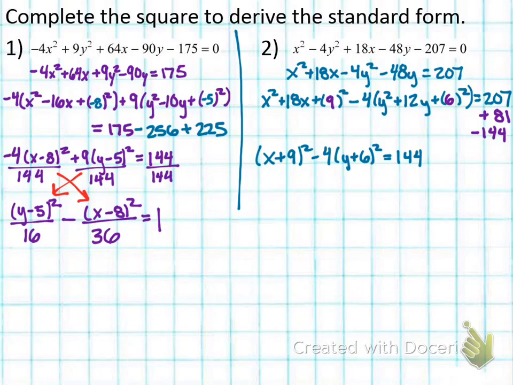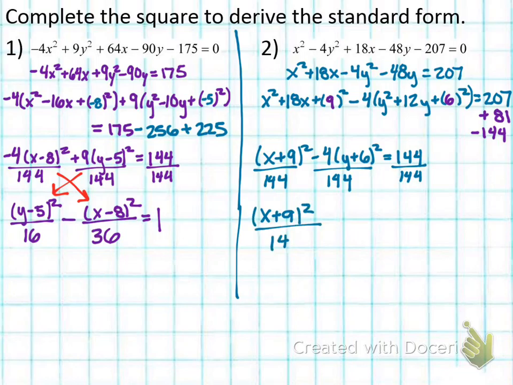I just have to divide everything by 144. And I don't need to simplify this at all. It already has a 1, but this I can simplify. 4 goes into 144 36 times, so that'll be minus y plus 6 squared over 36 equals 1. Any questions on numbers?